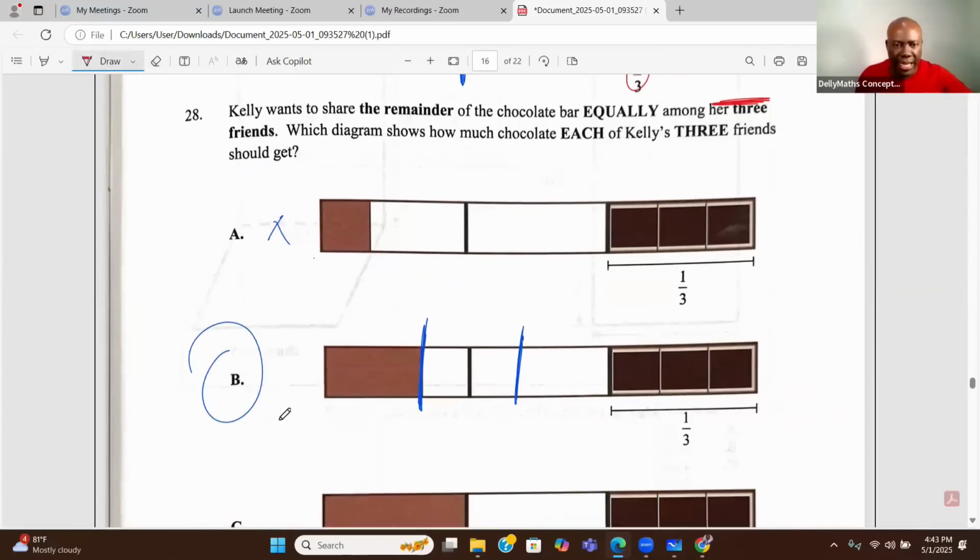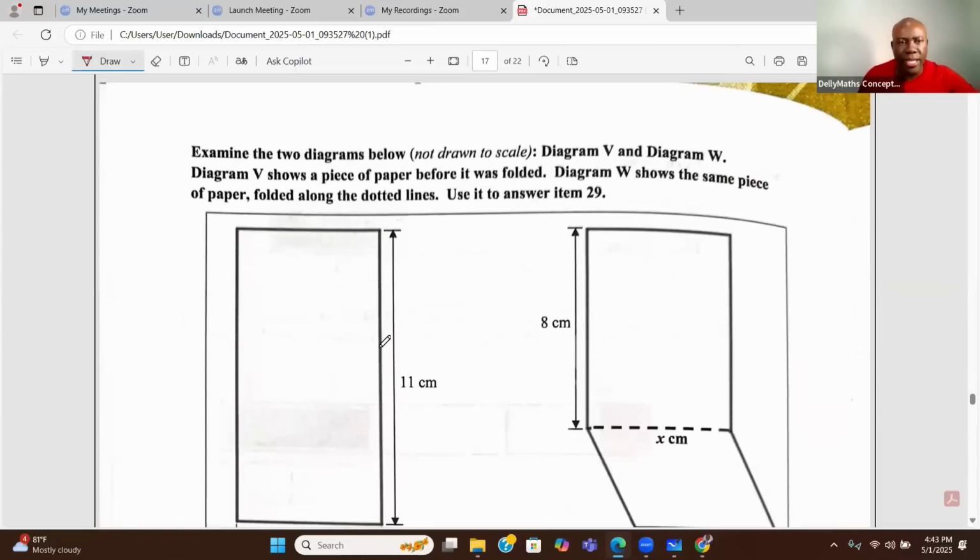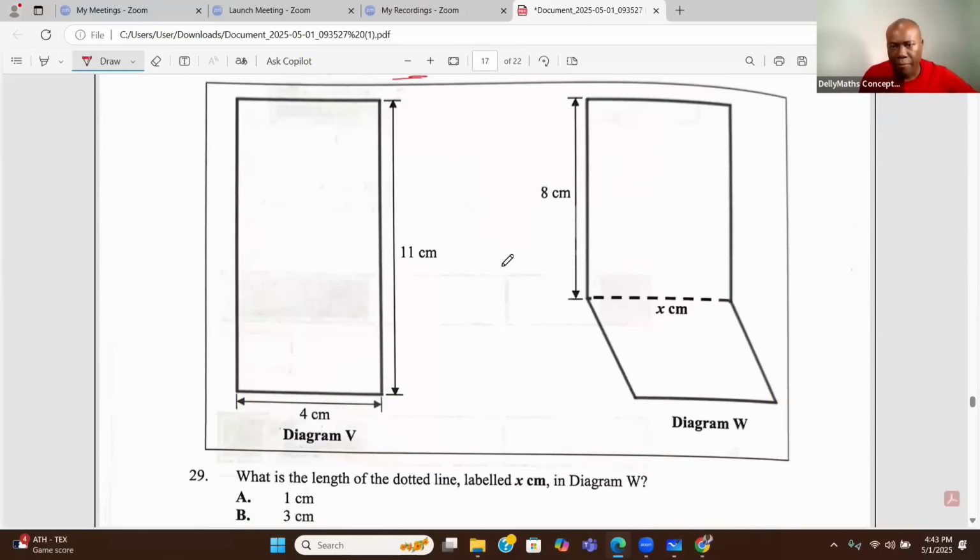All right, so let's go to the next question. So for the next question, we're looking at it. So let's read. It says, examine the diagram below. It's not drawn to scale. Diagram V and W. Diagram V shows a piece of paper before it was folded. So it's the same paper before it was folded. Diagram W shows the same piece of paper folded along a dotted line. Use it to answer 29.